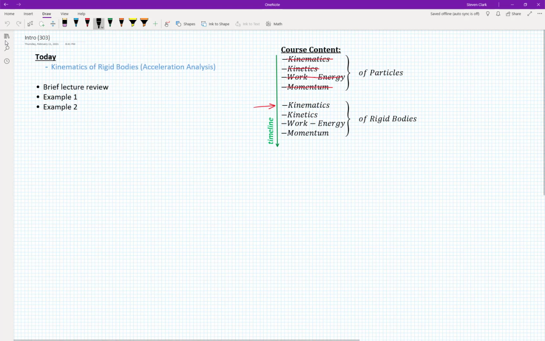Today we will continue talking about kinematics of rigid bodies, and today we will focus on acceleration analysis. The plan for today is the following. We will start with a very brief lecture review, and then we will do two examples. Without further ado, let's start our discussion.